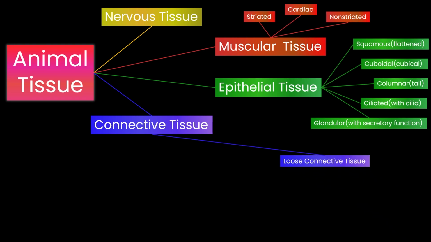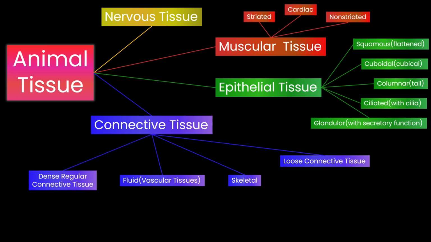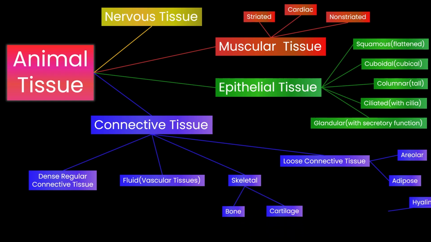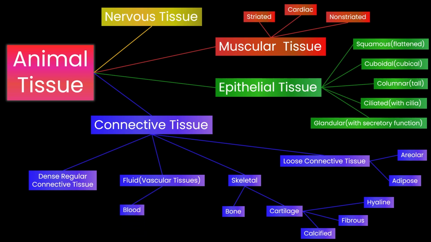Now connective tissue is of four types. The first, loose connective tissue. The second, skeletal tissue. The third, fluid vascular tissue, and the fourth, dense regular connective tissue. Loose connective tissue is of two types, areolar tissue and adipose tissue. Skeletal tissue is of two types, bone and cartilage. Now cartilage again is of three types: hyaline cartilage, fibrous cartilage and calcified cartilage. Now moving on to vascular tissues, we have two types of vascular tissues. We have blood and we have lymph. Whereas dense regular tissue is of two types, tendons and ligaments.